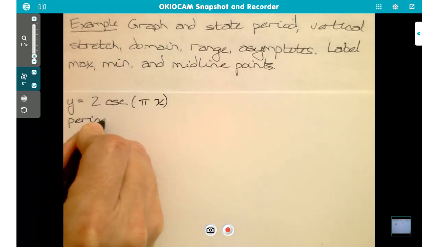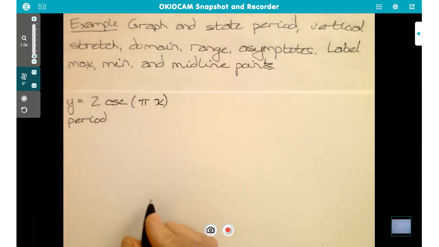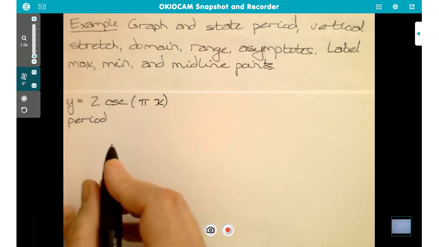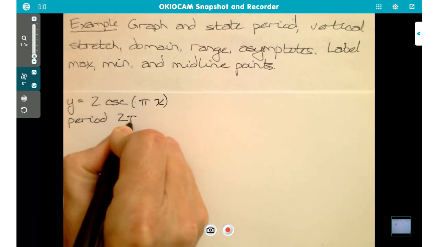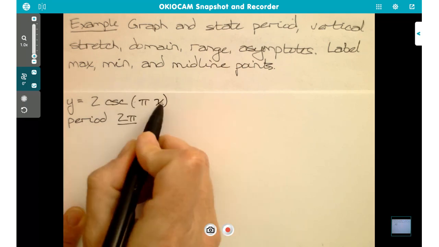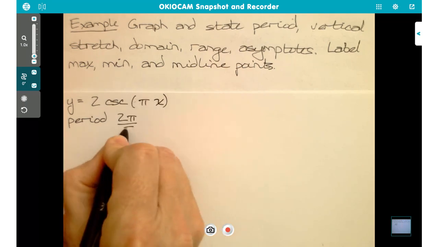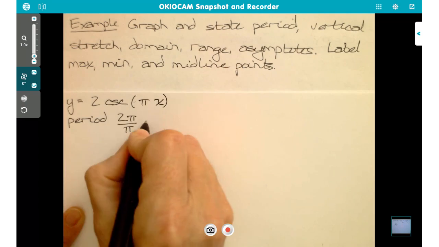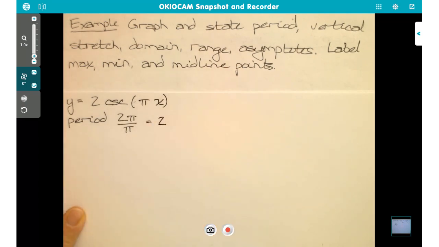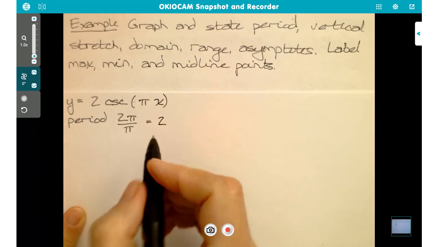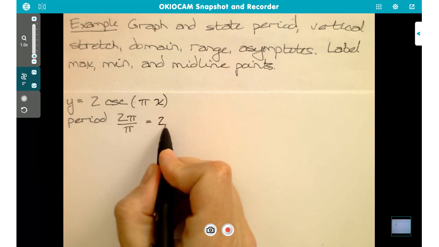Well, the period is the period of just the generic original function. The period of the cosecant function is 2 pi. And I'm going to divide by the coefficient of the x. Well, that would be pi. 2 pi divided by pi is 2. I kind of feel naked without the pi there, but that's what it is. The period is 2, has a length of 2.